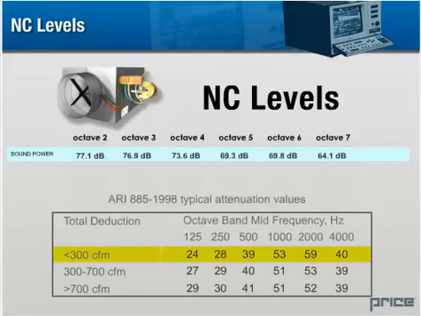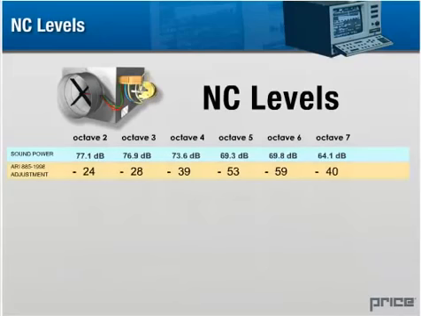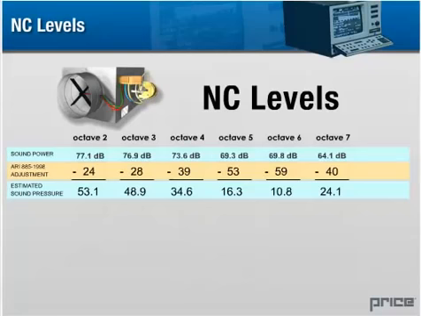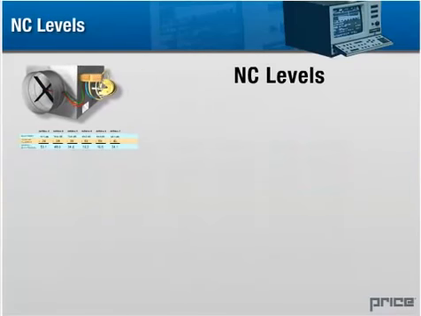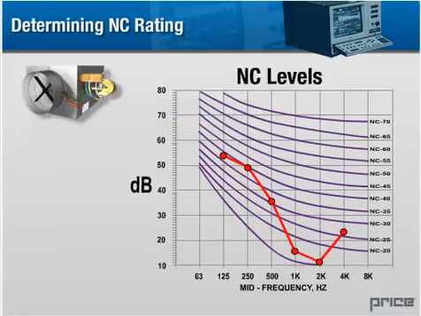Attenuation values provided by ARI are subtracted from the sound power levels determined during the frequency testing. This conversion accounts for various environmental effects that will attenuate or dampen the sound. Let's set these values aside for just one moment. If we take the adjusted figures from our octave band tests and plot them on the graph, we can determine an NC rating for the device.